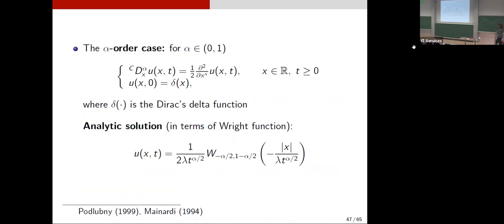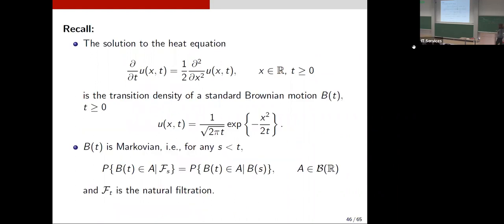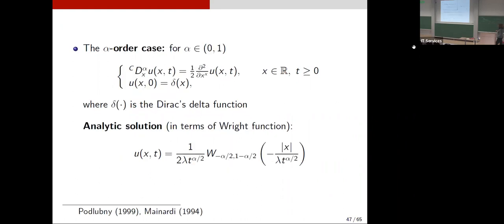What happens if we replace the first order derivative with respect to time? Oh, there is a mistake here. It is t, not x, of course. Sorry for that. We replace the first order derivative here with respect to time with the Caputo fractional derivative, again with respect to time, of order alpha. Alpha is in (0, 1). Then, of course, we have not a standard diffusion in this case.